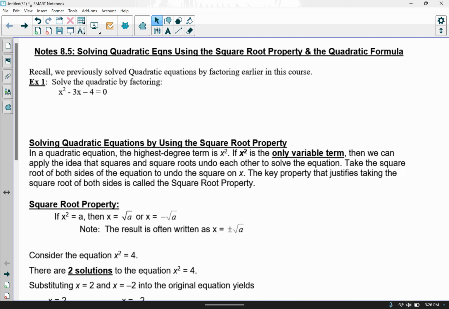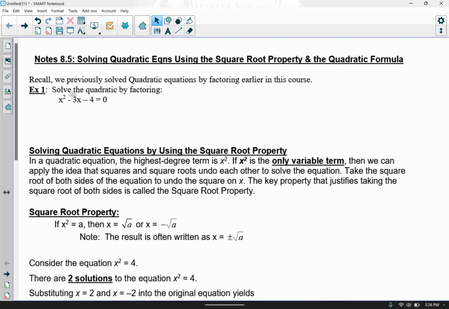And that's the way that I would always solve first. I would try to solve by factoring or the square root property, and then if you can't do either one of those, then go to use the quadratic formula. So here in example 1, it says we'll solve this by factoring. So remember, in order to solve by factoring, you need to be equal to 0, and we are here.